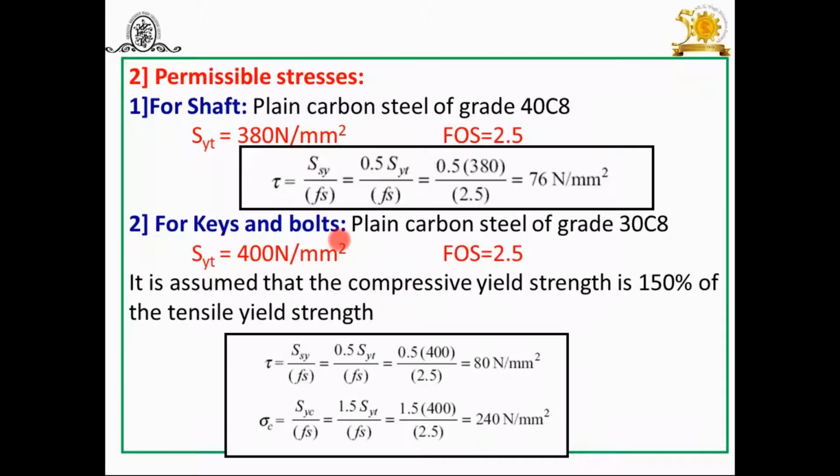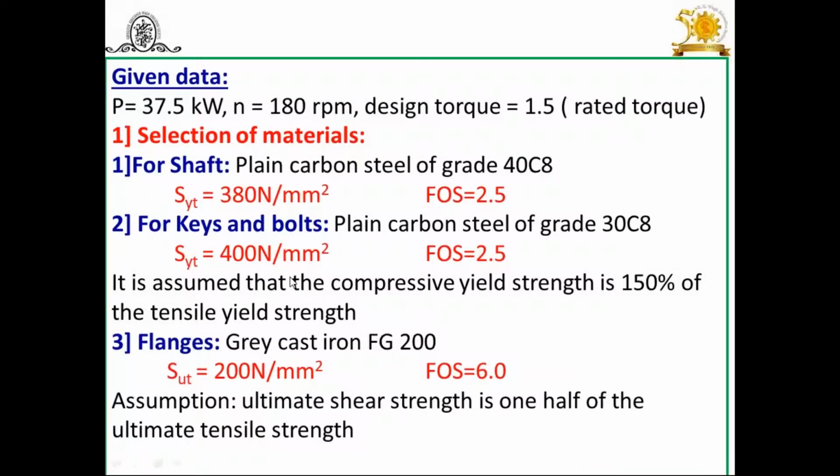So what we have to do? We have to find out the compressive permissible stress or crushing stress. How to find it? The sigma C is equal to SYC upon factor of safety. But what we have done while selecting the material, we have assumed here. I have written. Look at this.